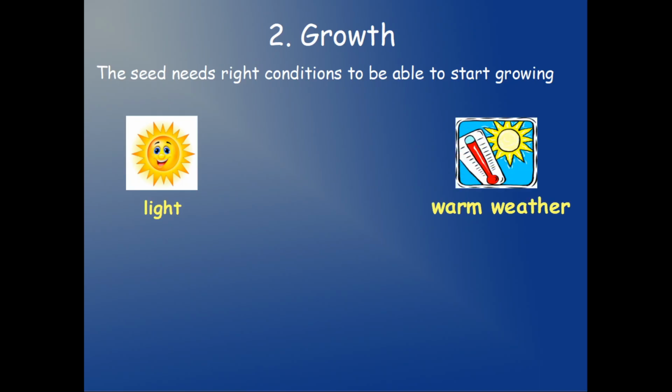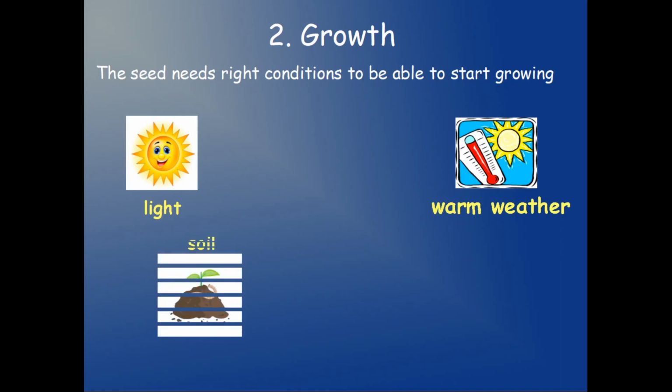Warm weather. If it's too cold, the seed won't grow. If it's too hot, the seed may die also. So we need warm weather. We need soil, because in the soil we can find nutrients. That is what the plant is going to eat through its roots.